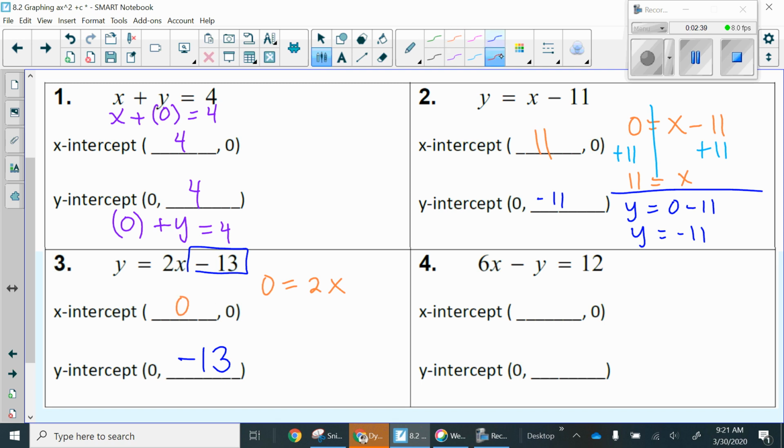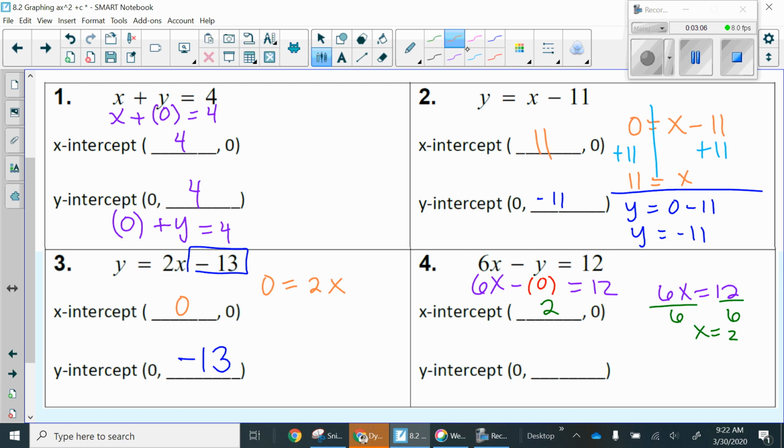The last one, same process. Y is a 0, so we're going to substitute in for the y. You have 6x minus nothing is equal to 12, so that nothing is really not needed. 6x is equal to 12, so 6 times what number is 12? Well, I hope you can see it has to be a 2. If you follow your algebra rules, you divide by the 6, x has to be a 2.